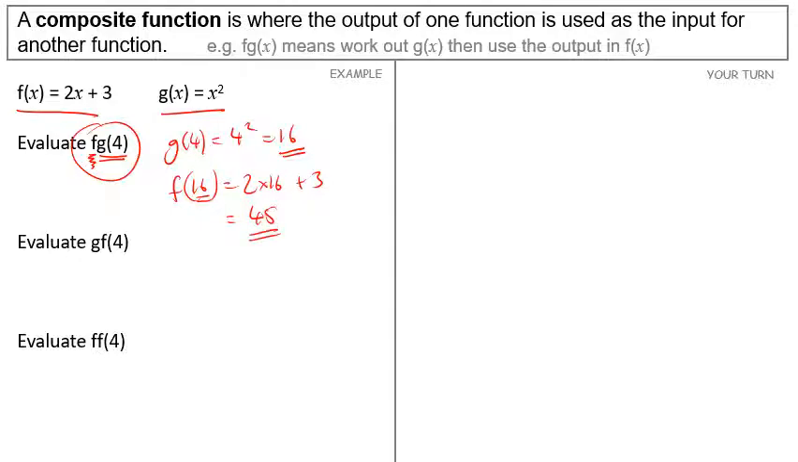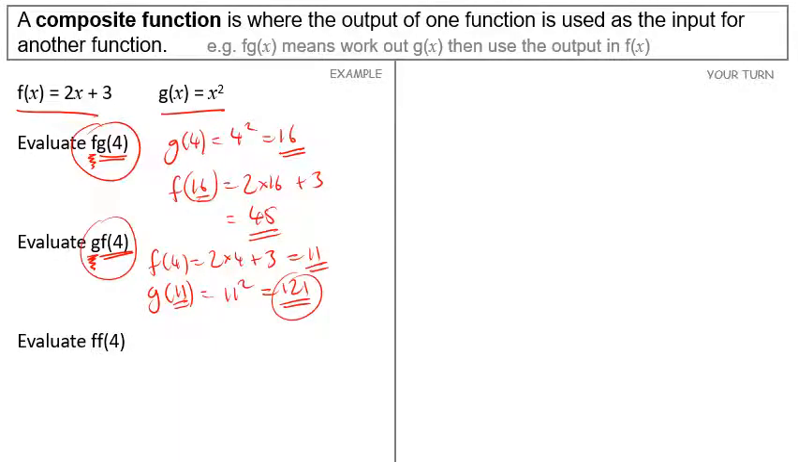We need to be careful we do this in the correct order. Here we've got to do f of 4 first, and then we use the output of that in function g. So f of 4 is 11, and then we use that, and this answer here is this, g of f of 4.